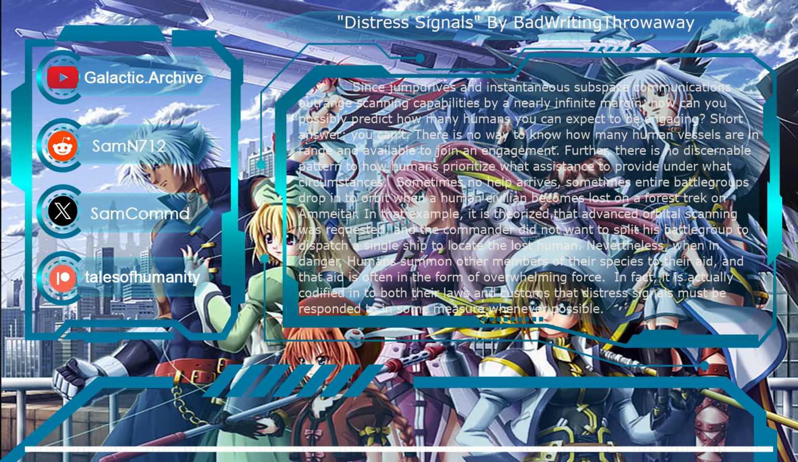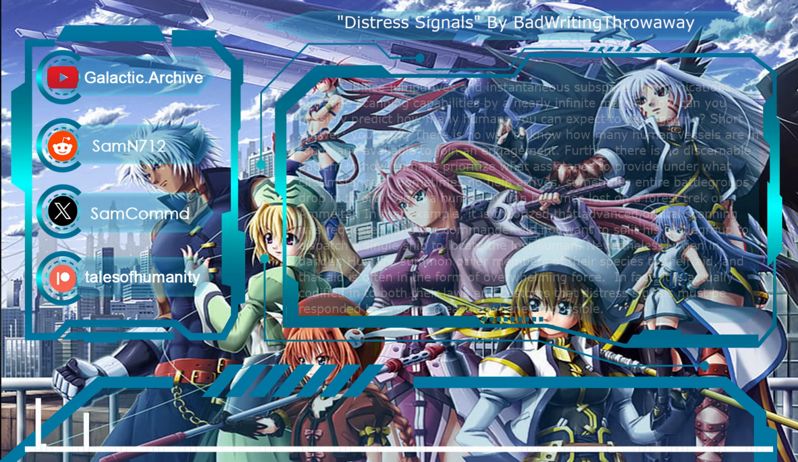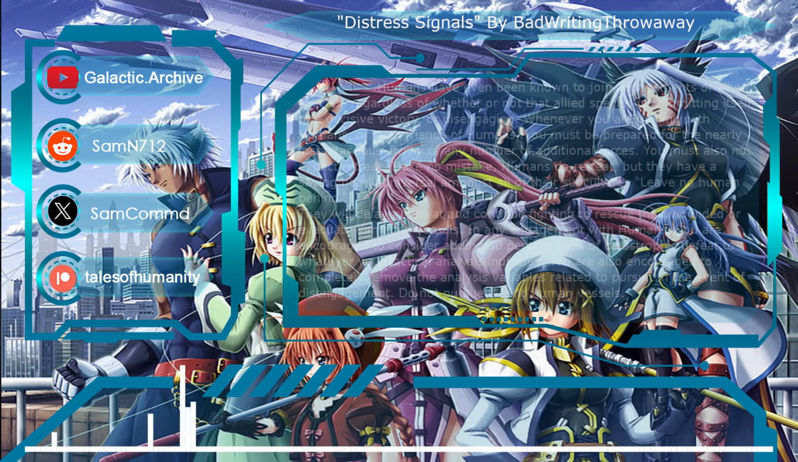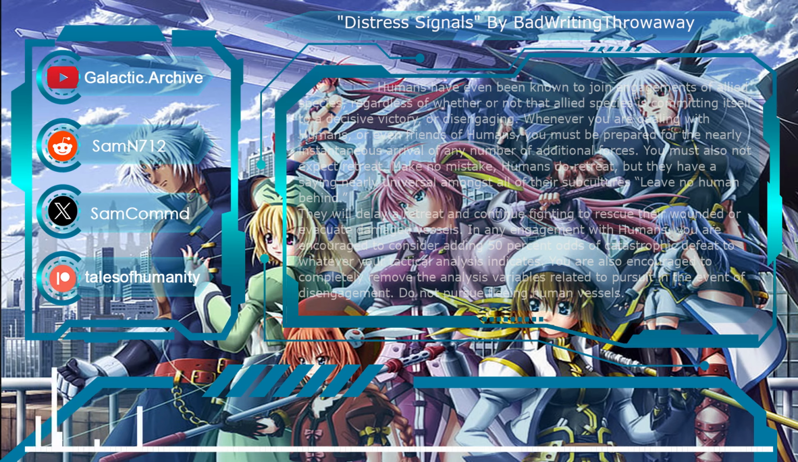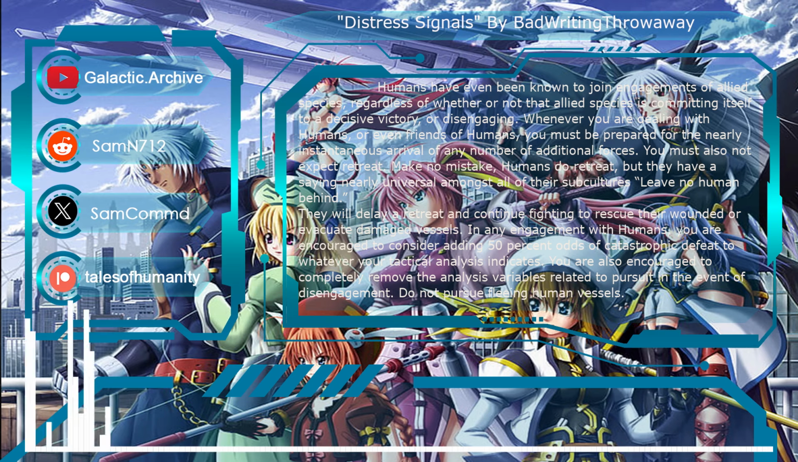In fact, it is actually codified into both their laws and customs that distress signals must be responded to in some measure whenever possible. Humans have even been known to join engagements of allied species, regardless of whether or not that allied species is committing itself to a decisive victory or disengaging. Whenever you are dealing with humans, or even friends of humans, you must be prepared for the nearly instantaneous arrival of any number of additional forces.